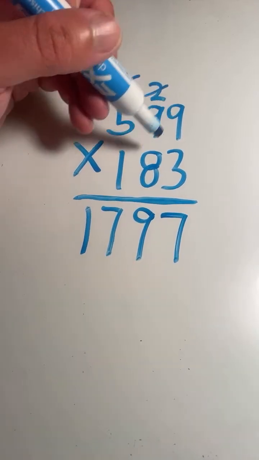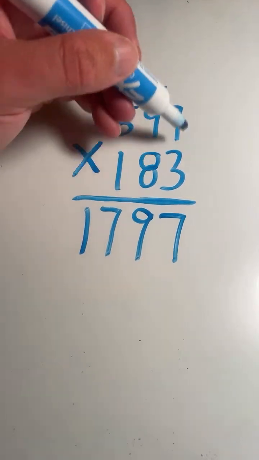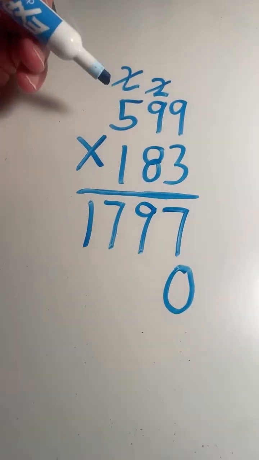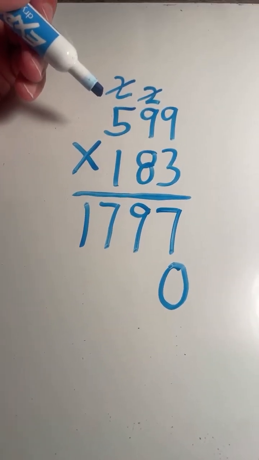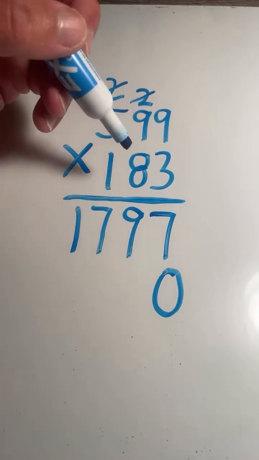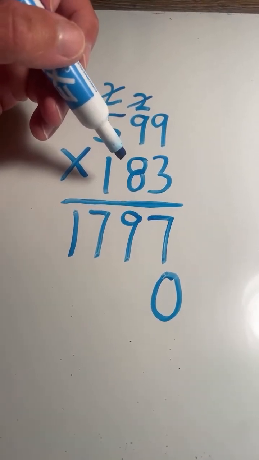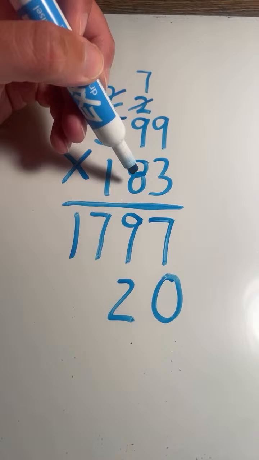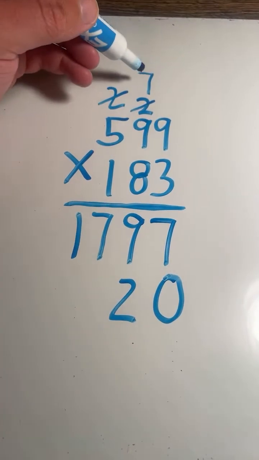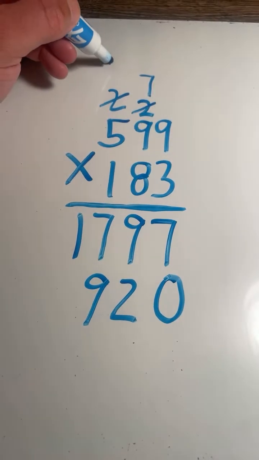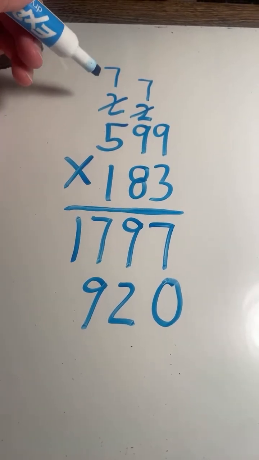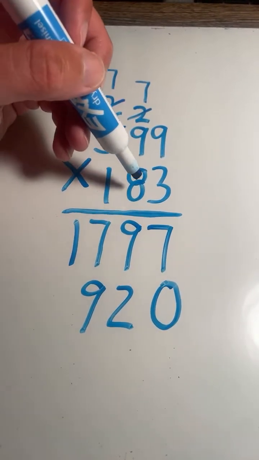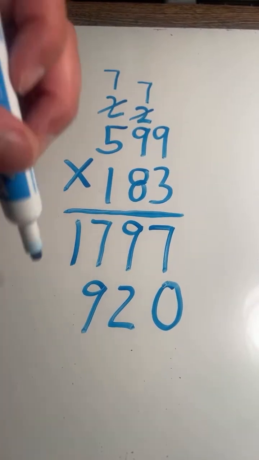Next, we multiply the top 3 digits times the bottom digit in the tens place. And we're going to put a 0 in the ones place, since both digits in the ones place have been multiplied. 9 times 8 equals 72. 2, carry the 7. 9 times 8 again equals 72. 72 plus 7 equals 79. 9, carry the 7. 5 times 8 equals 40, plus 7 equals 47.